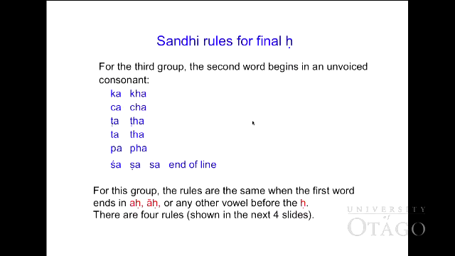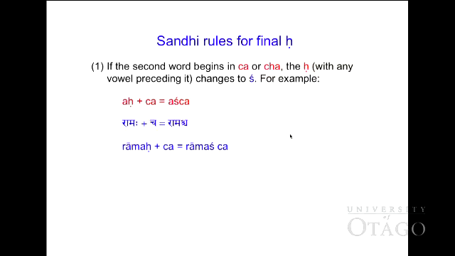For the third group, the second word begins in an unvoiced consonant, like in the chart. For this group, the rules are the same when the first word ends in aḥ, āḥ, or any other vowel before the ḥ. There are four rules. 1. If the second word begins in ca or cha, the ḥ changes to ś. For example, aḥ plus ca will be aś ca. Rāmaḥ plus ca will be Rāmaś ca.